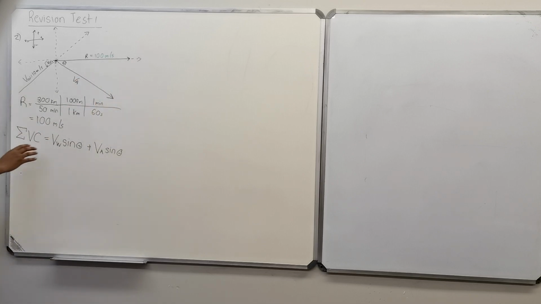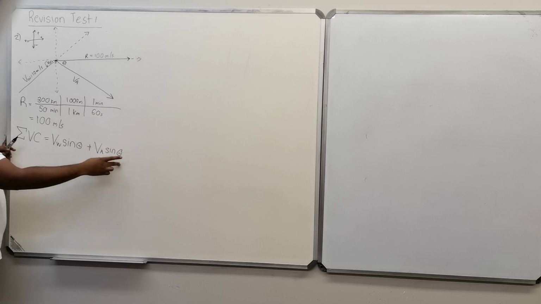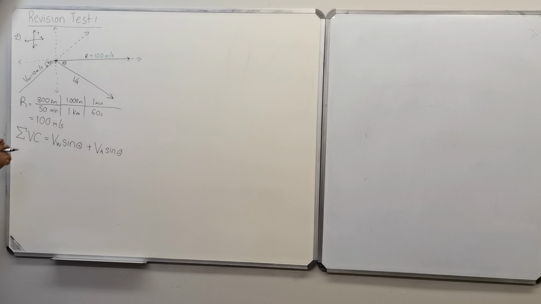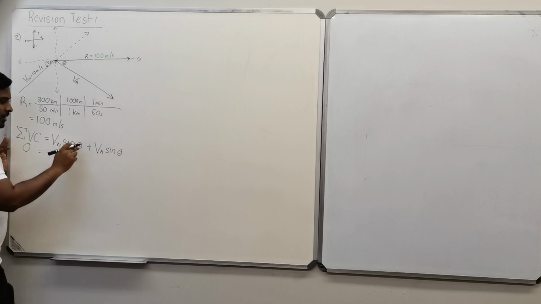But I'm just showing that the sum of the vertical components is going to be this, which is that line there, plus this, which is this line here. Remember, this part here comes from the resultant plane. Does the resultant plane have a vertical component? No. So the vertical component is zero, equal to VW sine theta.